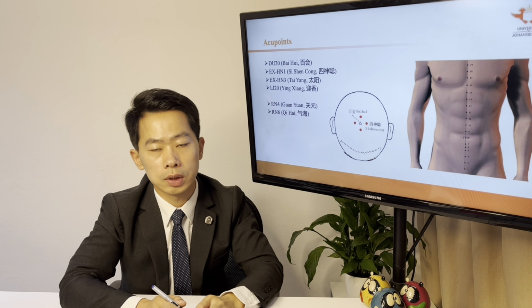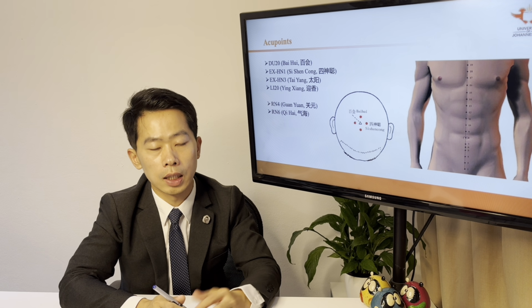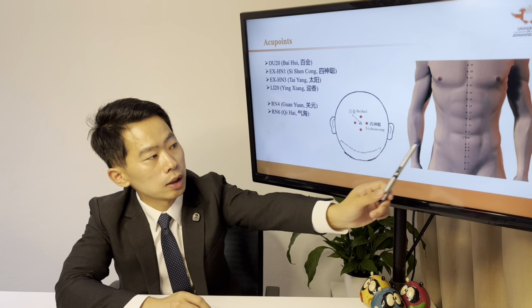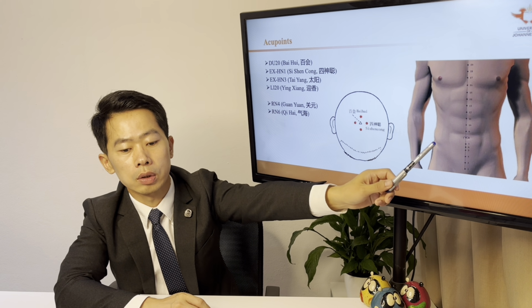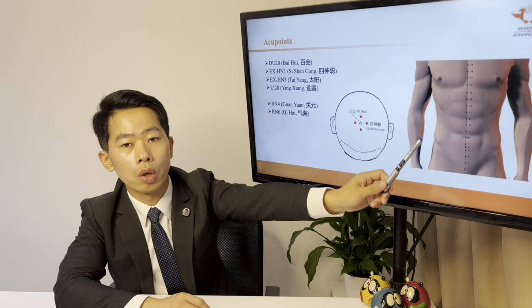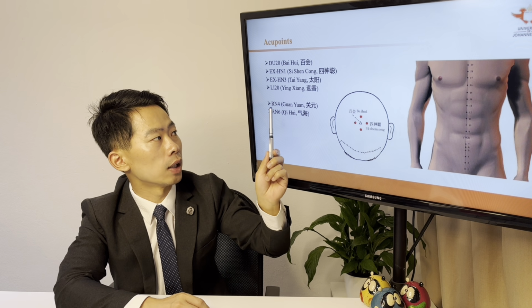If there is yang deficiency, then we can use room 4. And then we can use, for example, needle techniques, we can use moxibustion. We can combine the needle techniques on these points to tonify yang.